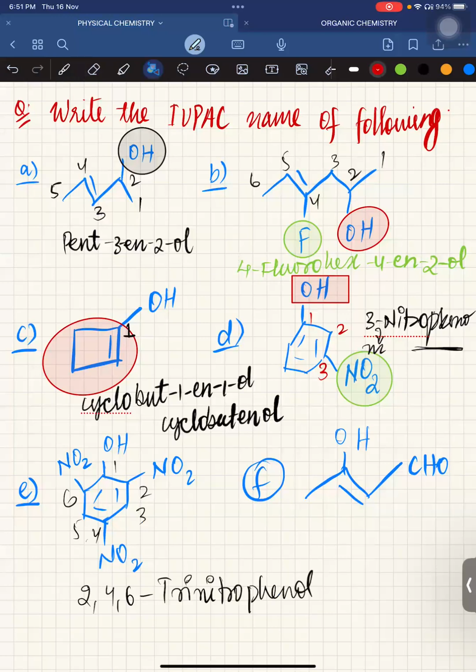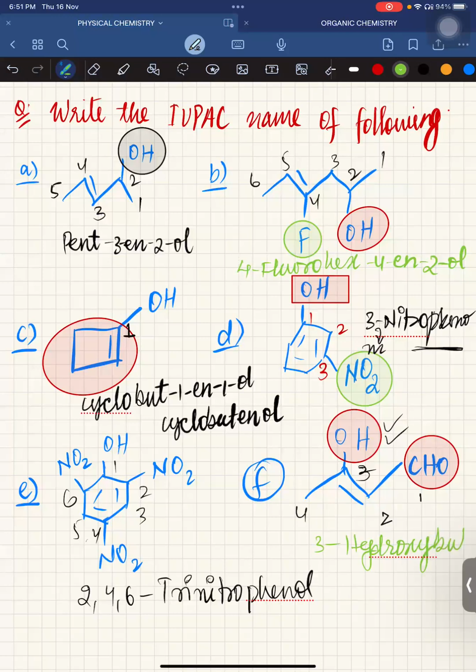In the last one, if you look, there are 2 functional groups. One is your aldehyde and another is your alcohol. Aldehyde is seen here, so we are going to give preference to this aldehyde, 1, 2, 3, and then 4. And now this will be used as a substituent. So the name will be 3-hydroxy. When alcohol is used as a substituent, its name is hydroxy. Then but, and at the second carbon you have ene, and at the first carbon you have al. So you can directly write 3-hydroxybut-2-enal.